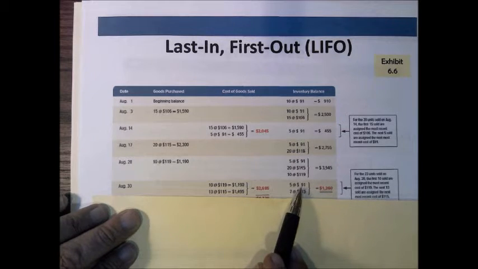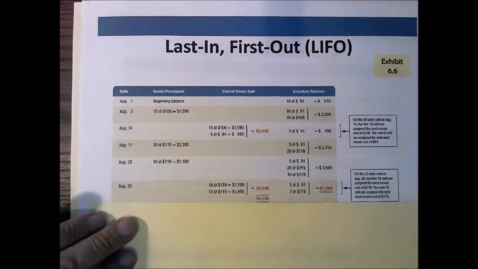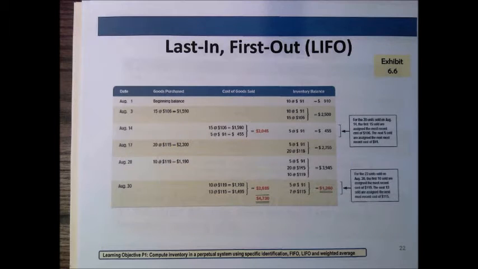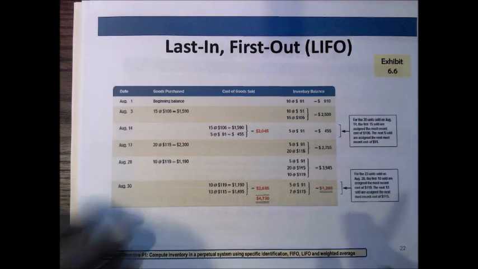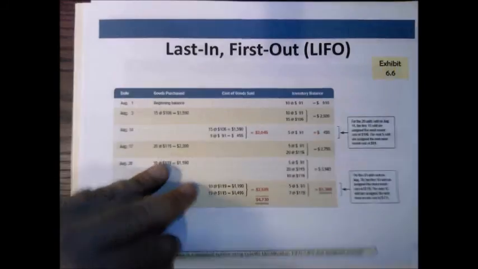Notice now my inventory is made up of my oldest costs, right? The oldest costs that we have, because the cost of goods sold was made up of all the newest, the last in costs, right? So that's kind of how that's going to work. So that's FIFO and LIFO, right? Or FIFO, we did in the last video. LIFO is here. Now we're going to do weighted average.